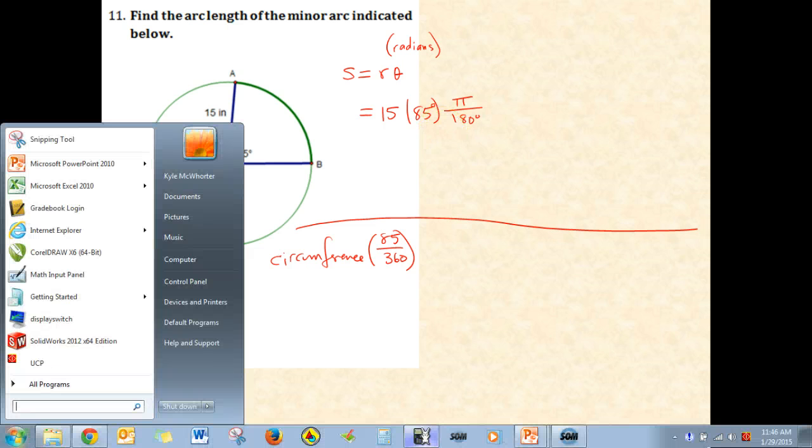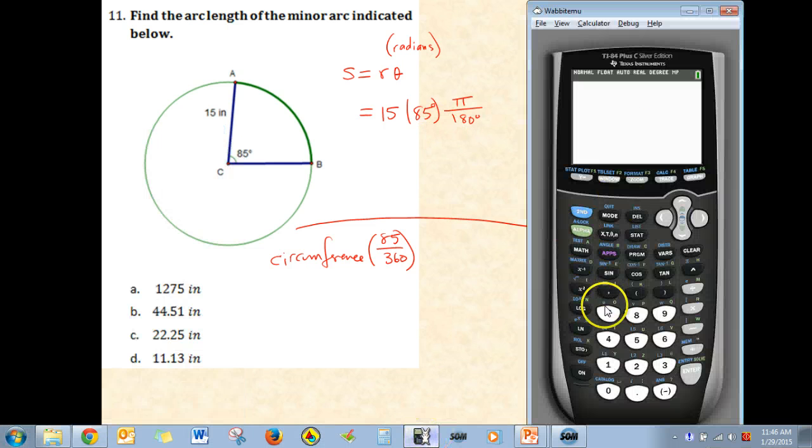So, calculator, 15 times 85 times pi divided by 180 equals 22.25.